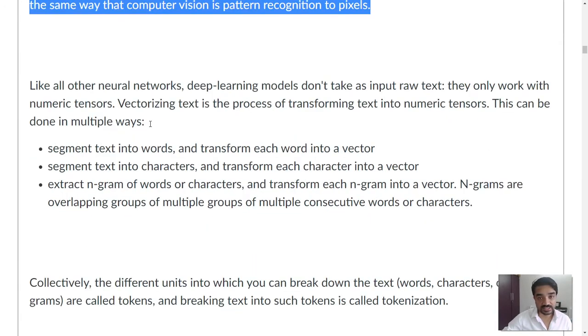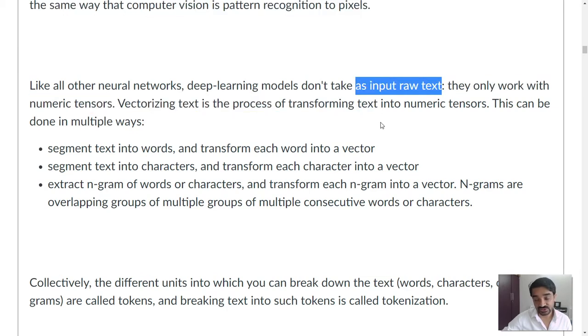Now, like all other natural language deep learning models, they don't take the input as raw text, right? And this is what today's session is all about. How do we actually feed our text to a particular system? Because in images it's easy, right? You just have a pixel value, and each pixel value can be from 0 to 255.